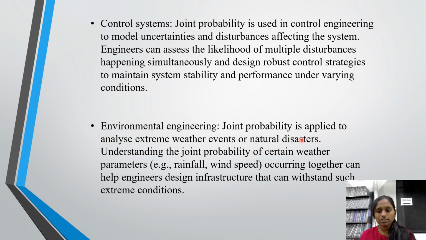And another sector is environmental engineering. Joint probability is applied to analyze extreme weather events or natural disasters. Understanding the joint probability of certain weather parameters like rainfall and wind speed occurring together can help engineers design infrastructure that can withstand such extreme conditions.